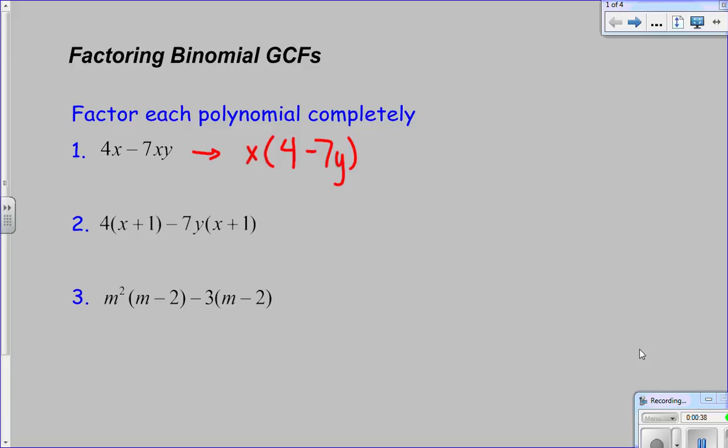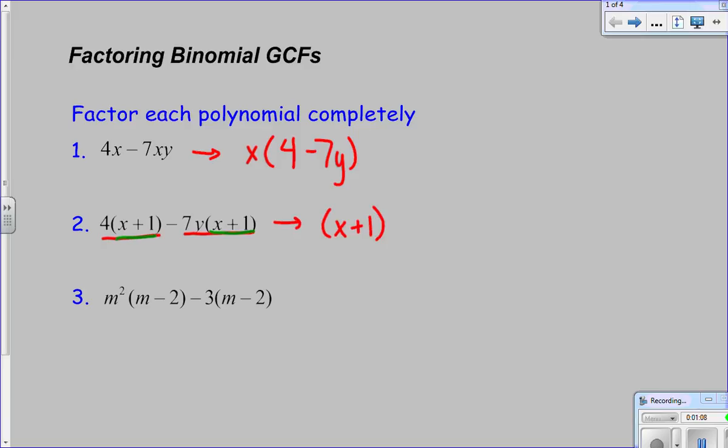When we look at our second example, however, we'll notice that it looks a bit different. We still have two terms, but within each term, we have a factor that's a binomial. And we'll actually notice that the x plus 1 and x plus 1 are our greatest common factors in both of these two terms. So again, we're going to factor out our greatest common factor, but in this case, our greatest common factor is indeed a binomial.